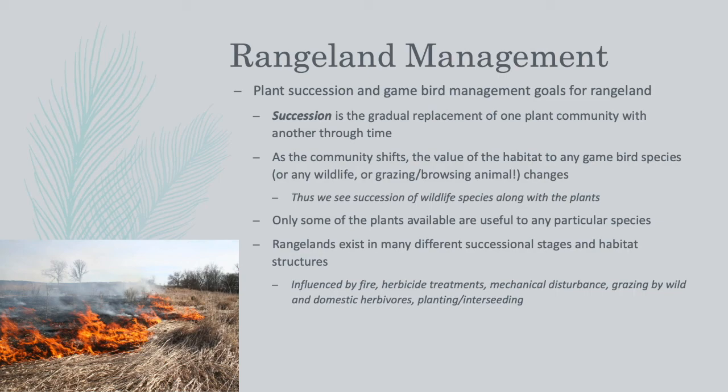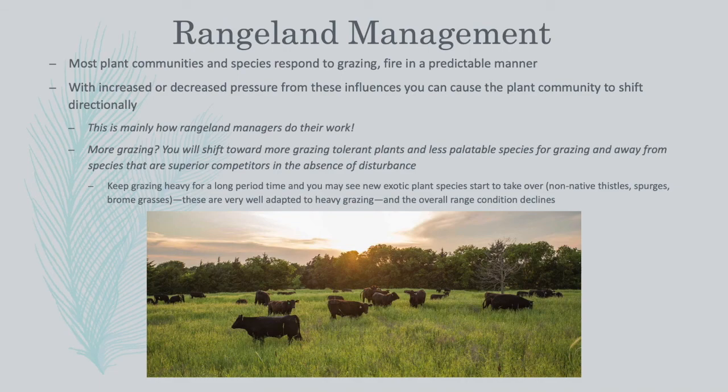So most plant communities and species respond to grazing and fire or other methods of defoliation in a predictable manner. So that would include things like mowing. So we can sort of predict what's going to happen as we make our management plan. So with increased or decreased pressure from these influences, you can cause the plant community to shift directionally. So this is mainly how rangeland managers do their work.